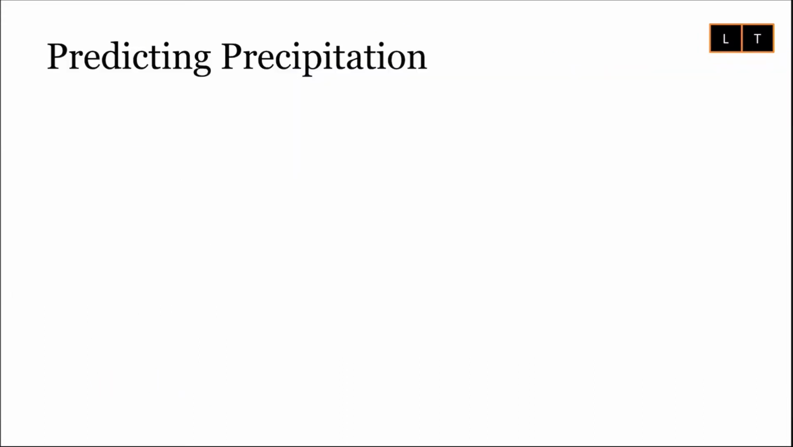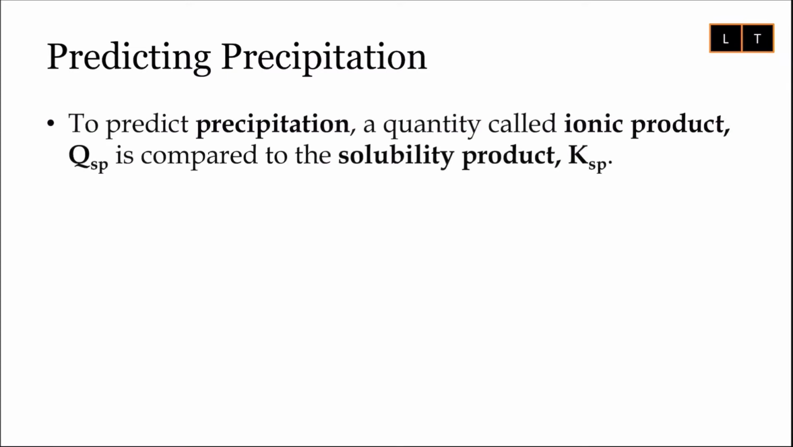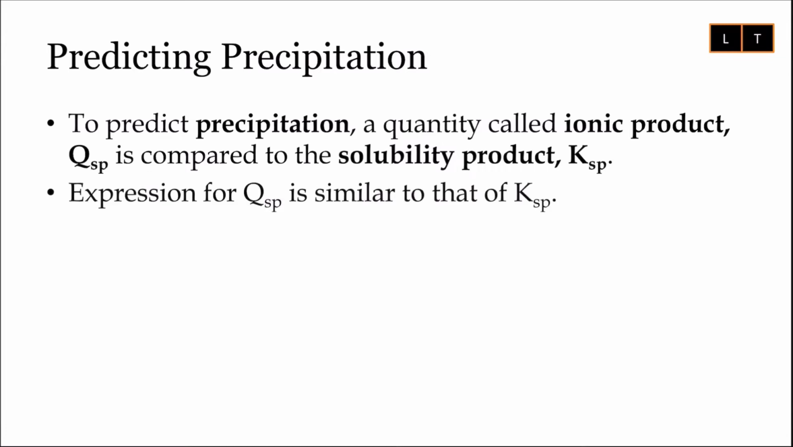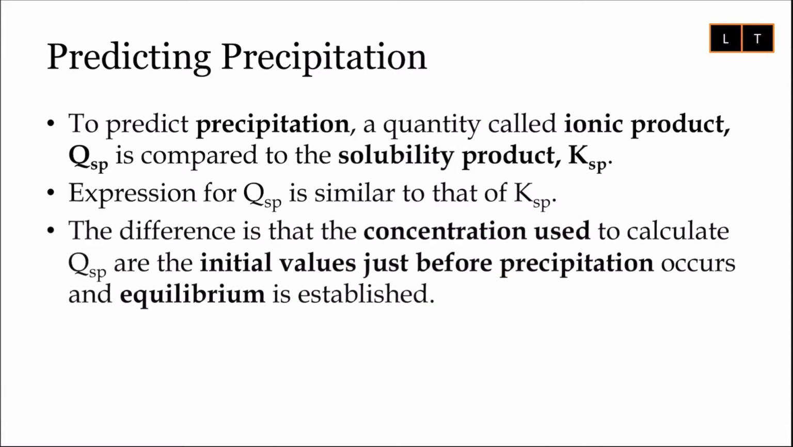Seterusnya, kita akan continue how to predict the precipitation. To predict the precipitation, you have a quantity called ionic product ataupun QSP. Dan kita akan compare value for QSP to the solubility product KSP. Expression untuk QSP similar to KSP. Kita akan pakai concentration. Cuma concentration used for QSP adalah initial value sebelum precipitation berlaku ataupun sebelum equilibrium is established.